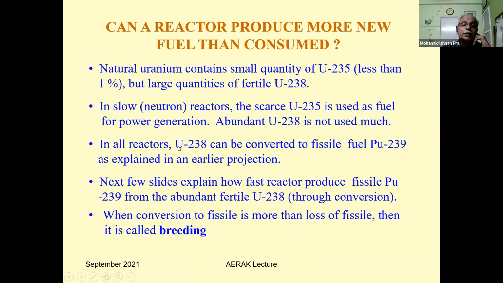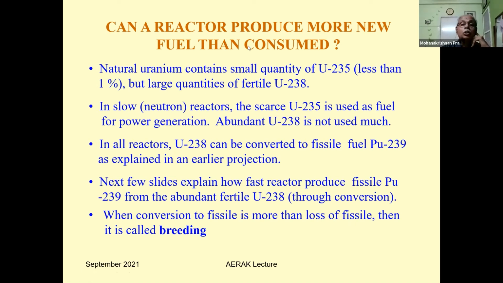In all reactors, U-238 can be converted to fissile Pu-239, as we had given in the chain earlier. The next few slides will explain how fast reactors produce fissile Pu-239 from abundant U-238 through conversion. When conversion to fissile is more than loss of fissile, then it is called breeding. This conversion takes place in the PHWR, that is the heavy water reactor, also, but it is more in the fast breeder reactor.